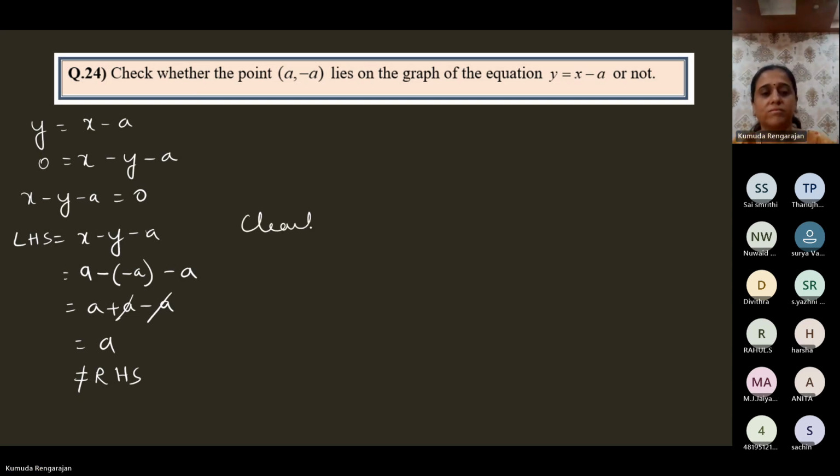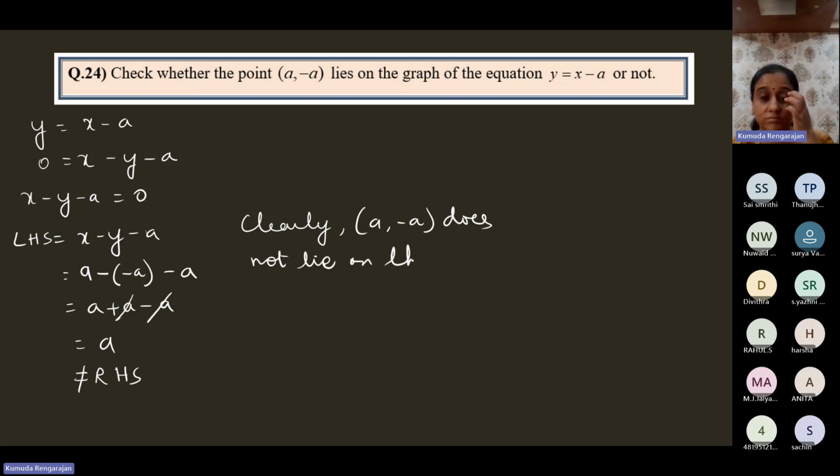Clearly, (a, minus a) does not lie on the equation y is equal to x minus a.